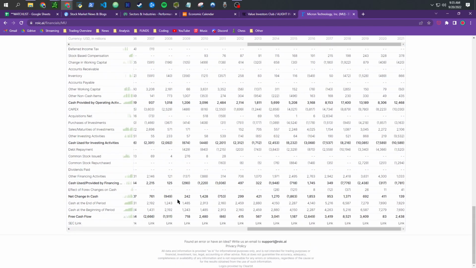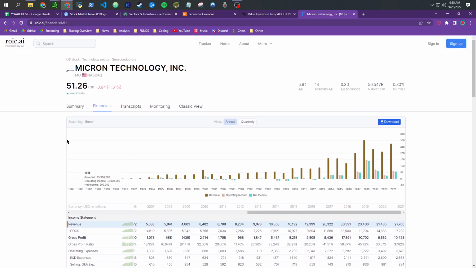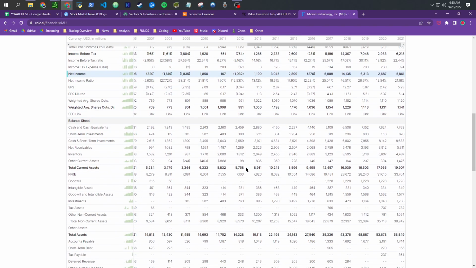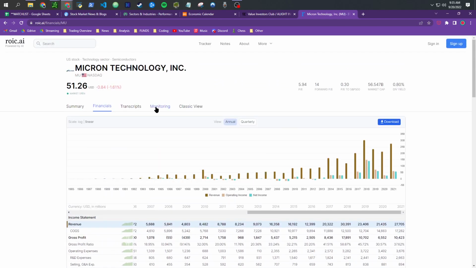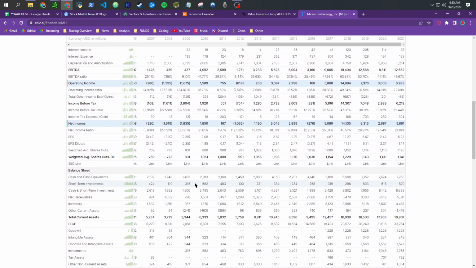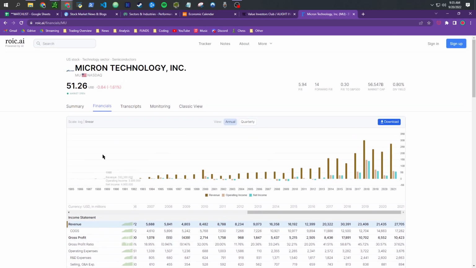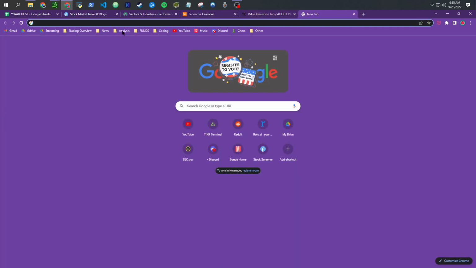So yeah, that's what I use ROIC.ai for. But as you can see, you got plenty of other metrics that you can look at. And I don't really use it specifically as a screener, but this is more of a check on stocks that I'm already considering looking into. So let's see what else we got.